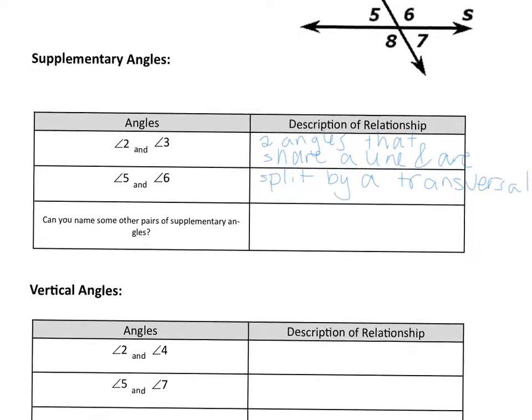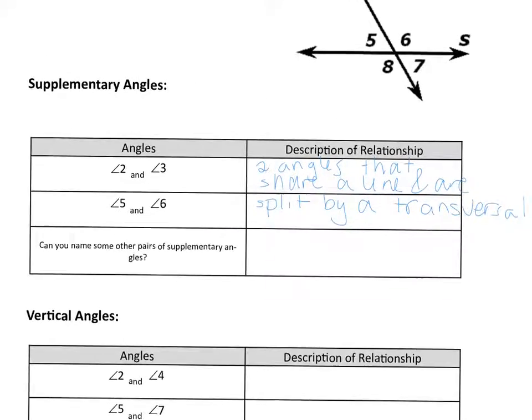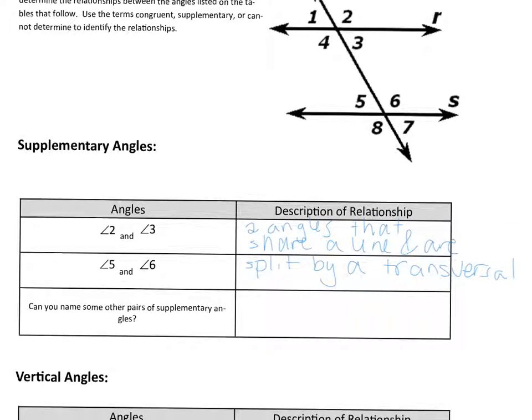So take a look at 2 and 3. Notice that 2 and 3 are both on the right side of the transversal, and these ones are actually split by R. And so that's what makes angle 2 and angle 3. Same for angle 5 and angle 6. Those are both on the same side of S, and letter T splits them.